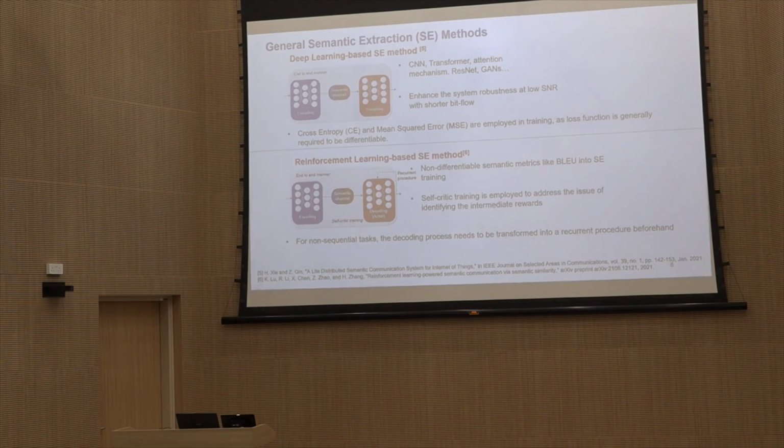reinforcement learning-based semantic extraction methods, where we can adopt more general semantic metrics, such as BLEU score, in the semantic extraction training process. Again, we can employ self-critical training to address the issue of identifying the intermediate reward. For the non-sequential task, the decoding process needs to be transformed into a recurrent procedure beforehand in this reinforcement learning-based semantic extraction method.